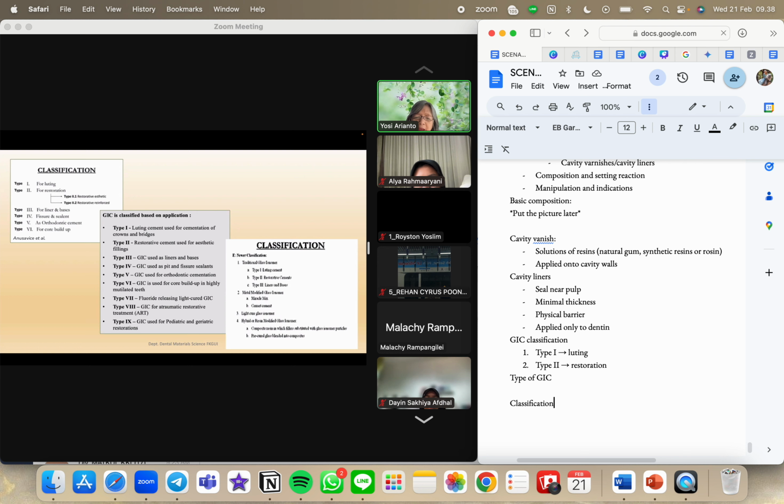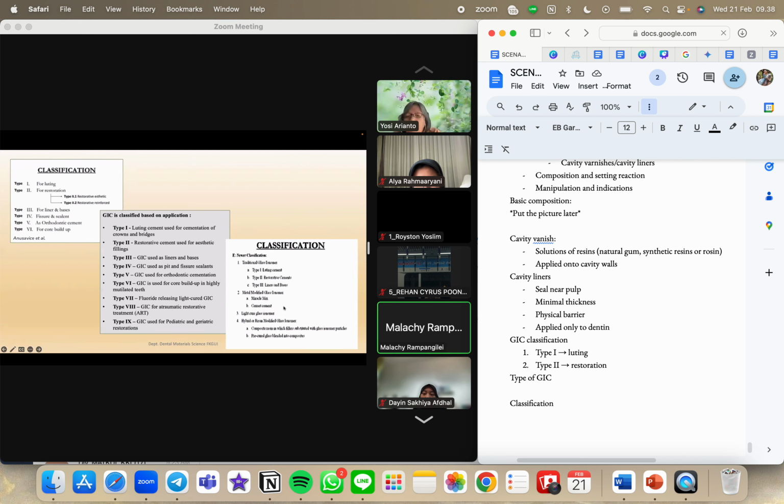And type 9 is GIC used for pediatric, for children, and also for geriatric restoration, because usually children and elderly people cannot clean their teeth properly. This kind of GIC contains more fluoride for the prevention of caries or secondary caries.